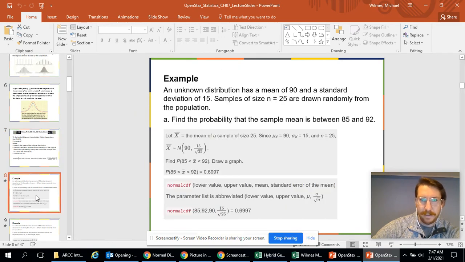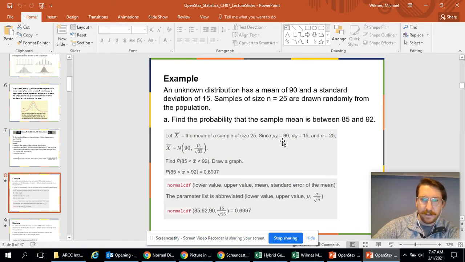All right. So here we go. Let's just look at an example because you might be a bit curious how this is going to work. So here we go. We have an unknown distribution. Once again, we don't know that it's normal. It could be any distribution actually, but we do know it has an average of 90 and a standard deviation of 15. Whenever we have a sample size, we're going to be using the central limit theorem. So a sample size of n equals 25 are drawn randomly from the population. Find the probability of samples between 85 and 92.